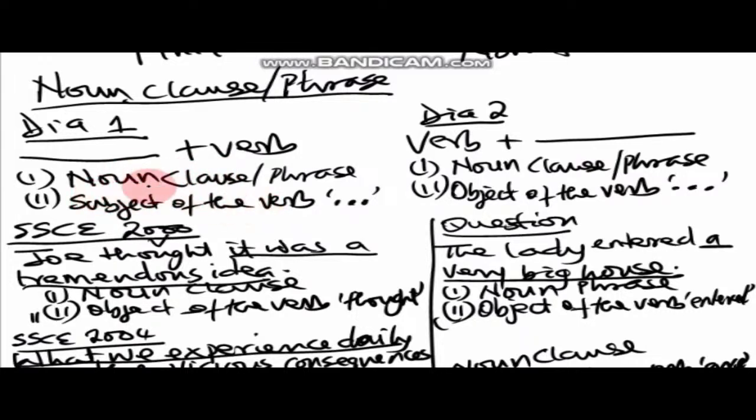Now, how do you know when it is a clause or a phrase if it contains a finite verb? Diagram number 2 will give you noun, object of the verb. Okay, how do you know whether it is a clause or phrase? If it contains a finite verb.